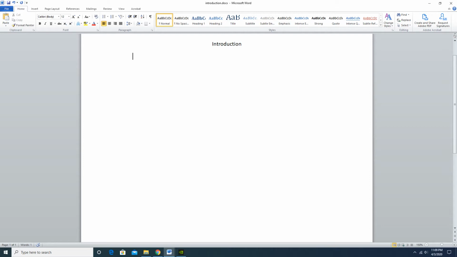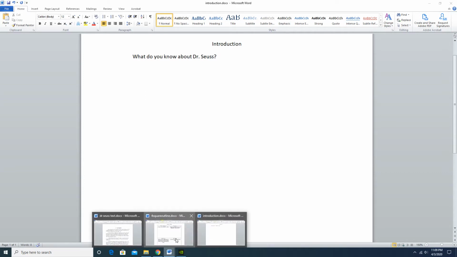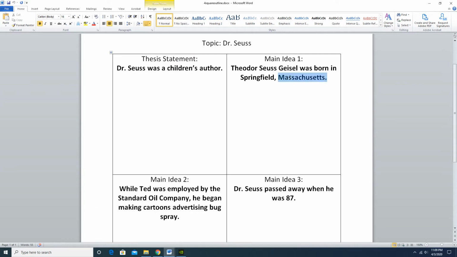So when we start off writing essays, our hooks are going to be very simple. For an expository essay about a person, I'm just going to put, what do you know about, and then my person. In this case, I am writing about Dr. Seuss, but you will be writing about an animator of your choice. So that is my hook right there. What do you know about Dr. Seuss?